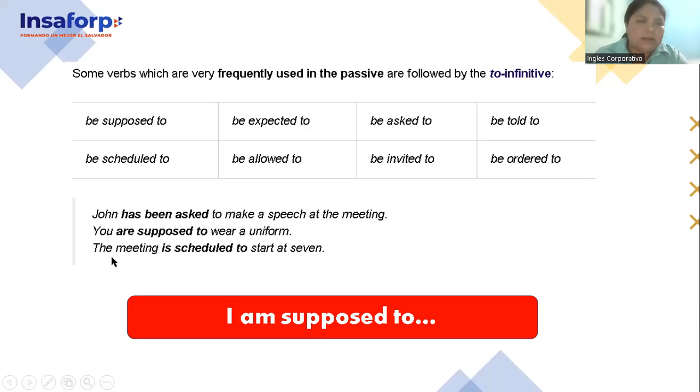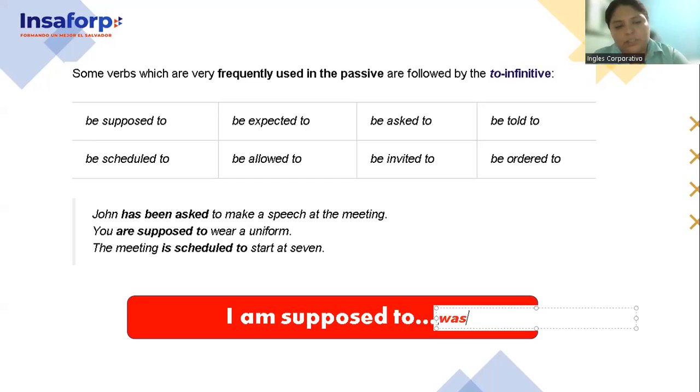So what are you supposed to do? For example, I'm supposed to, yes? What is the meaning of scheduled? Programar, agendar. Okay. To organize your activities, right? Schedule. Thank you. I'm supposed to schedule my activities, okay? What are you supposed to do, guys? I don't know, at work, for example, or at home. I'm supposed to wash the dishes on Mondays.